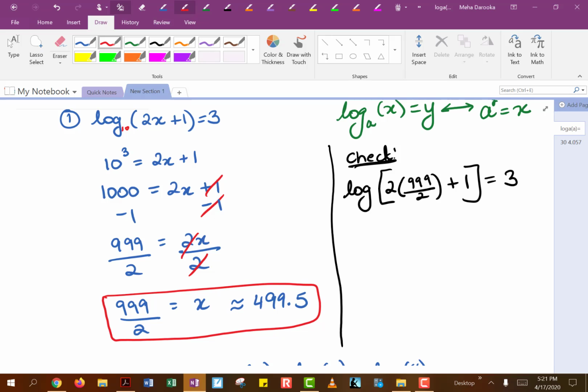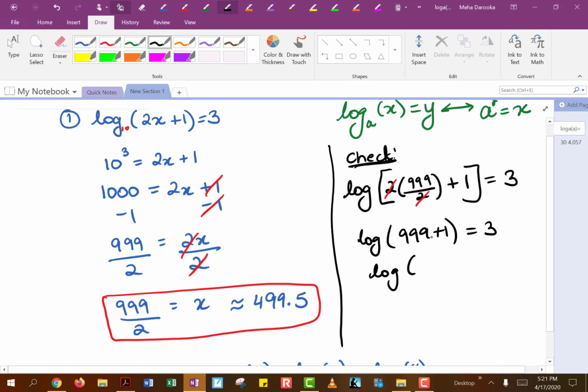So since I'm multiplying 2 with 999 divided by 2, this 2 and this 2 can cancel each other out, leaving us with log of 999 plus 1. And of course log of 999 plus 1 will become log of 1000. And if you just plug that in your calculator, you should see that we will end up getting 3 equals 3. So since we get a true statement, we know our answer is correct for problem number 1.